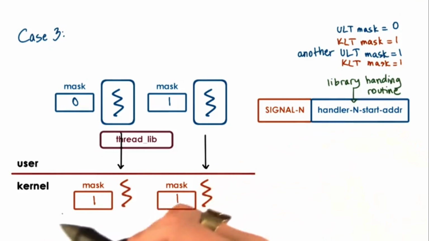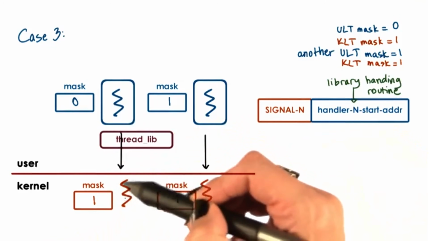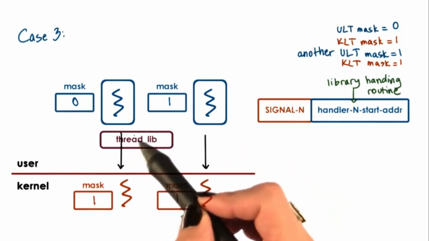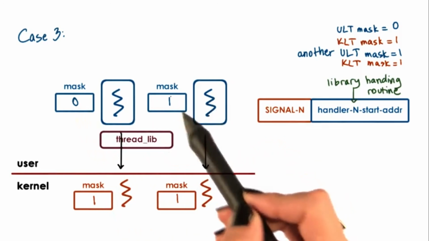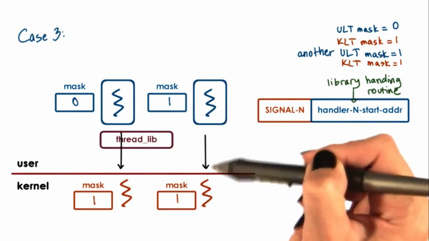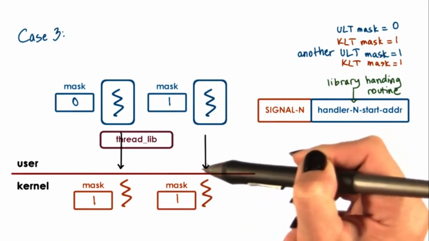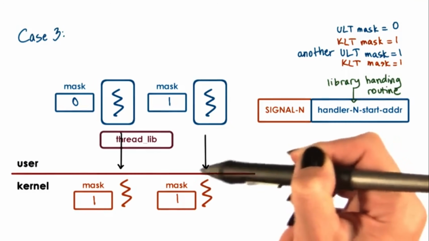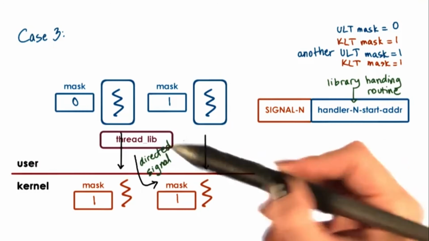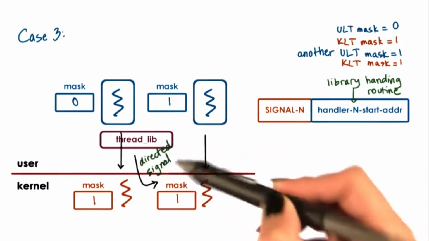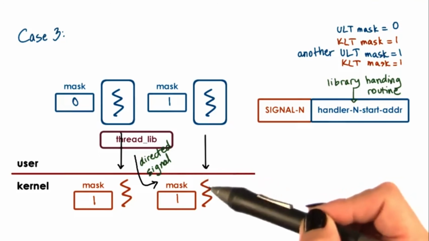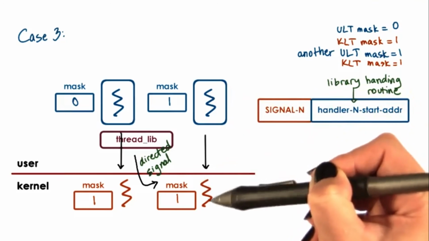So when the signal is delivered in the context of this kernel level thread, the library handling routine will kick in. The library handling routine knows that there is a user level thread in the system that can handle this particular signal. And it sees that this user level thread is currently associated, it's executing on top of a kernel level thread, or rather a lightweight process that's managed by the threading library. Since the library knows this, the library will then generate a directed signal to the other kernel level thread, to the lightweight process where the user level thread currently is executing.